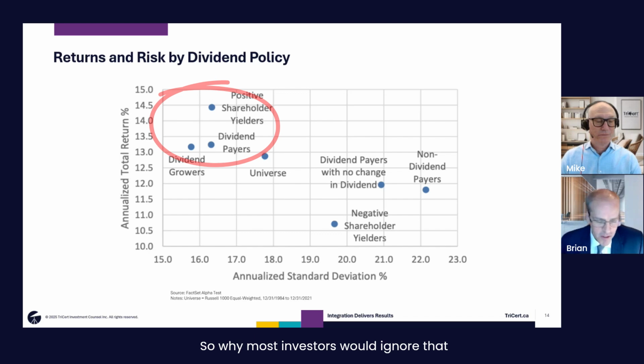So why most investors would ignore that simple fact is hard to understand, but lots of people would think it's probably too simple. And so that's just one of those examples that dividend paying companies, share buybacks, those kinds of things are important markers for probably a pretty darn good business.